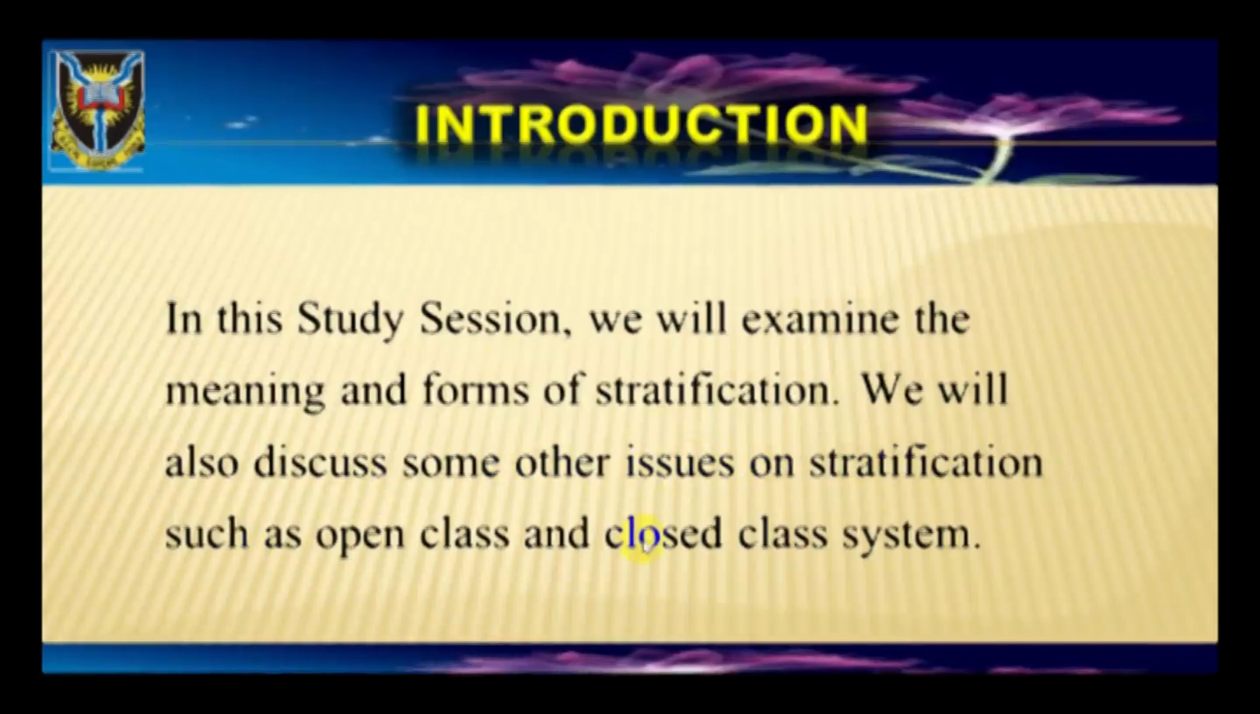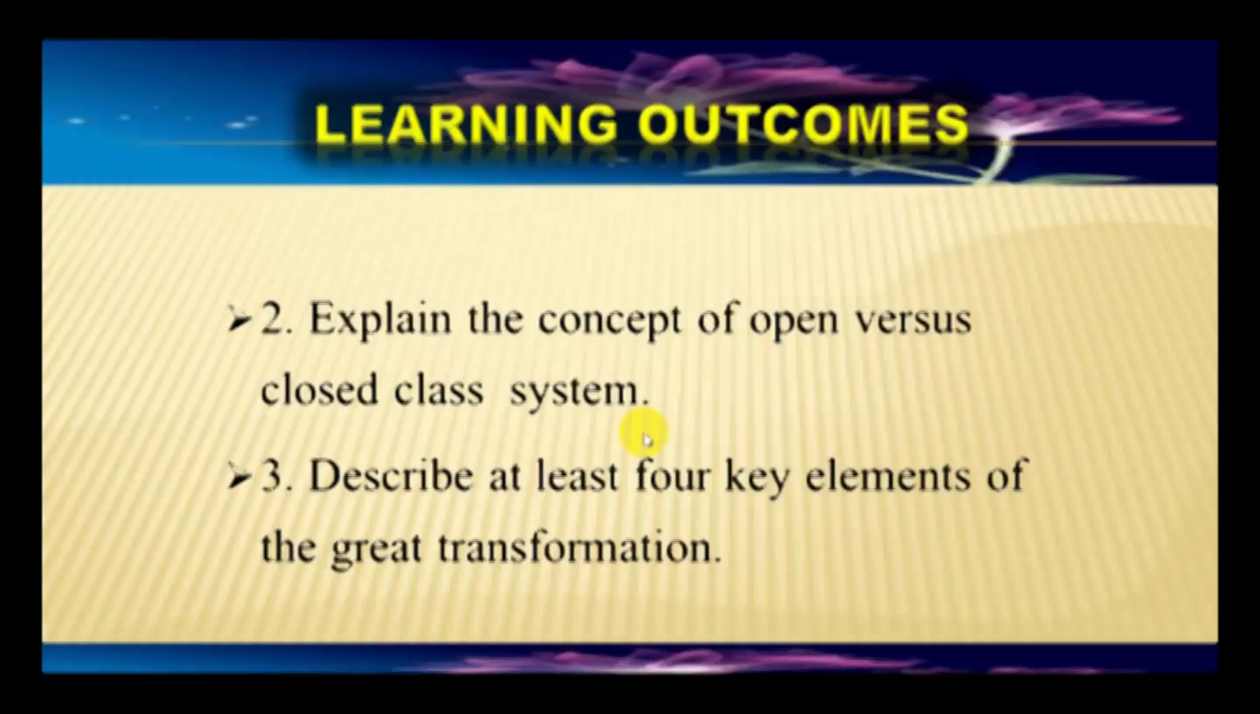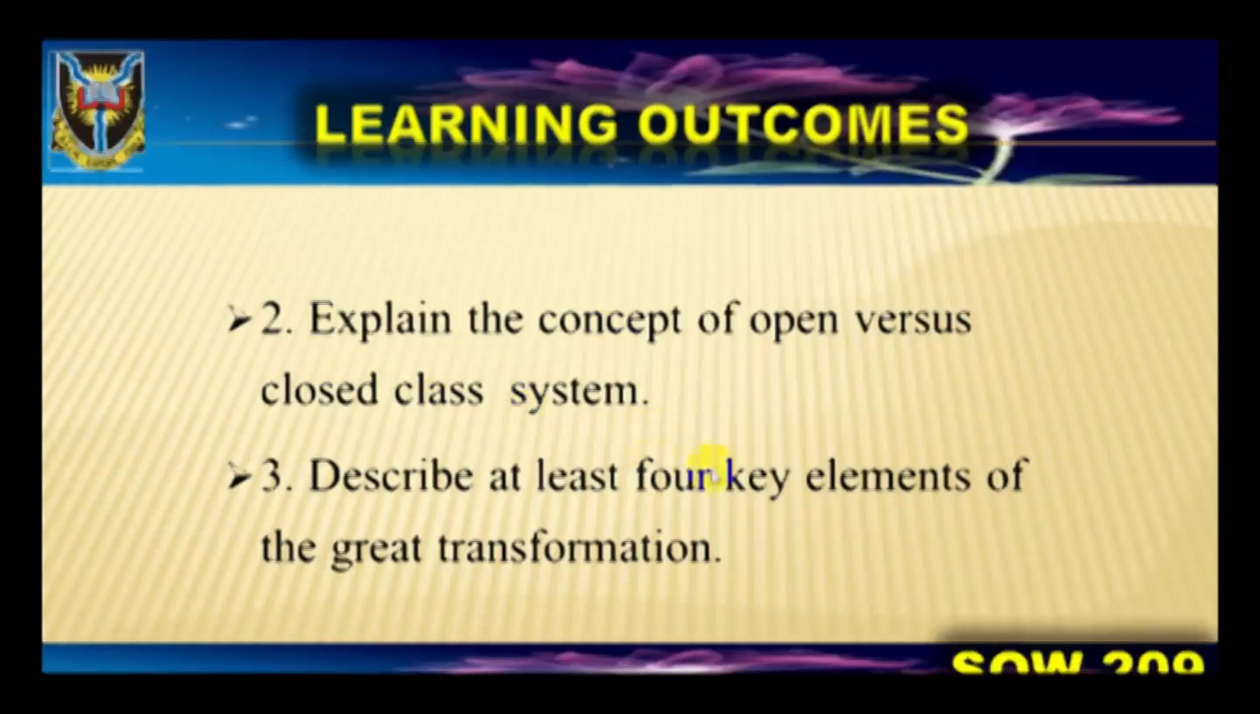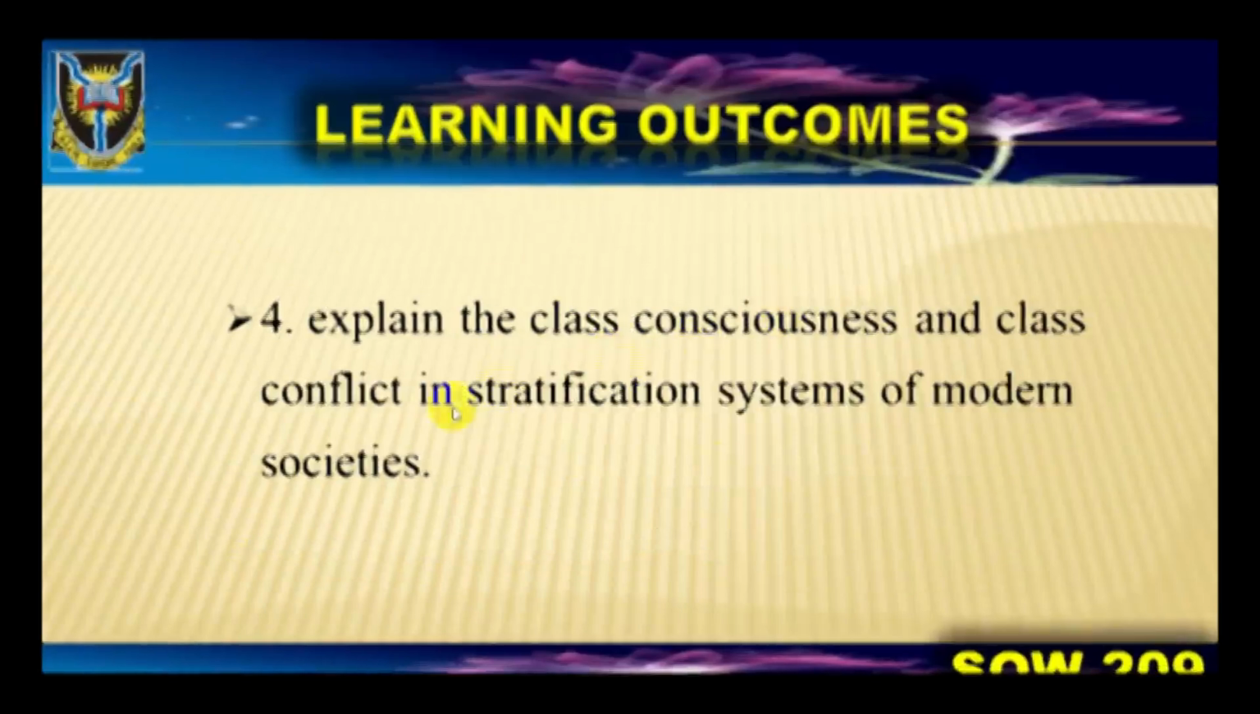Learning outcomes. When you have studied this session, you should be able to explain the meaning of social stratification, list the types of social mobility, explain the concept of open versus closed class system, describe at least 4 key elements of the Great Transformation, and explain the class consciousness and class conflict in stratification system of modern societies.